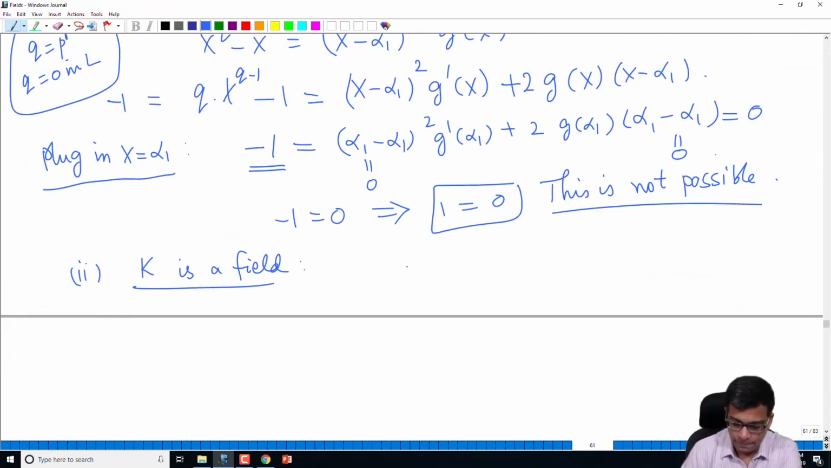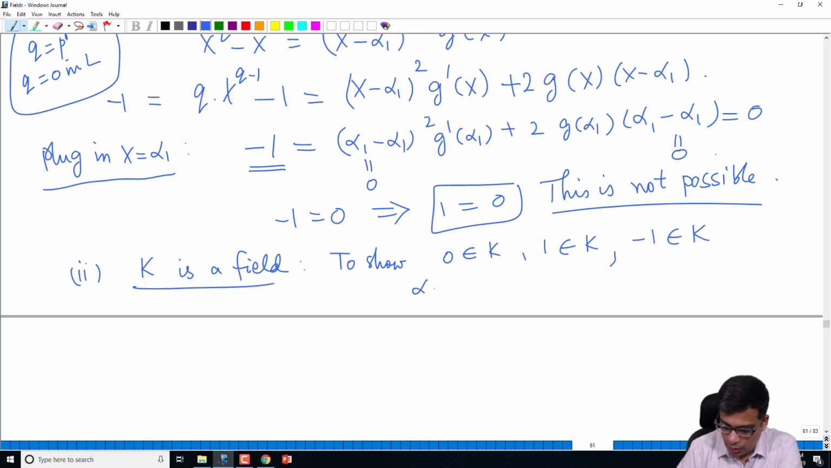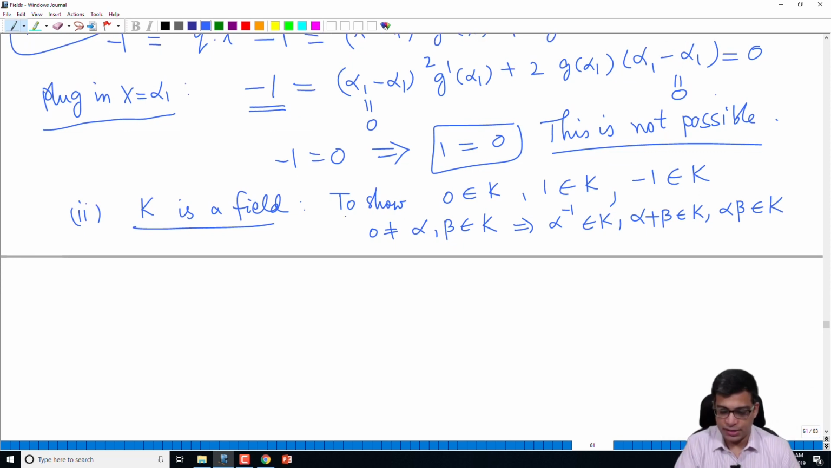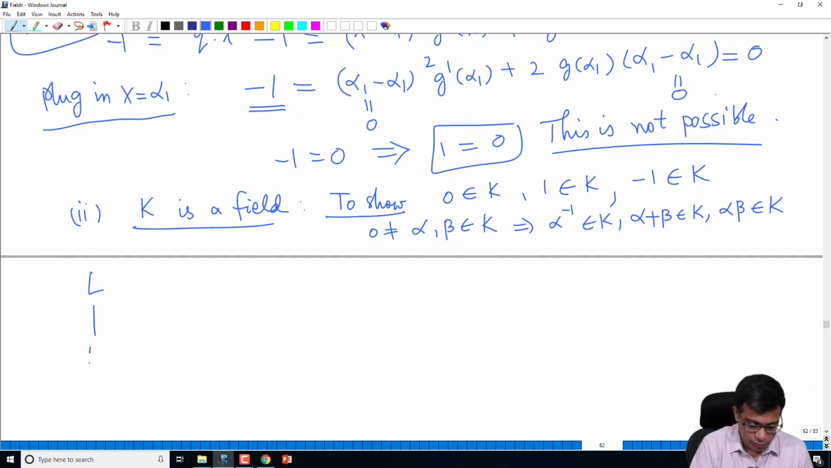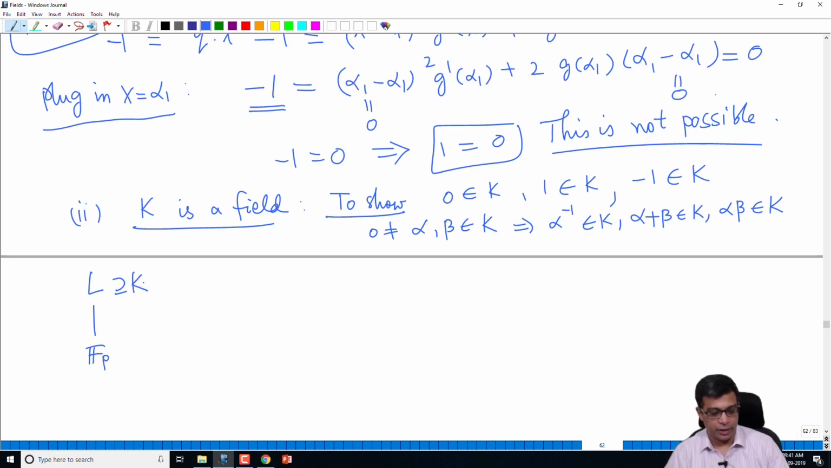So what do we have to show? I am going to skip most easy things. What are we going to show? So we want to show 0 is there, 1 is there, minus 1 is there. If alpha and beta are in K, and let's say alpha is not 0, then alpha inverse is there, alpha plus beta is there, alpha beta is there, and so on. So these are the conditions, right? We have a subset of L, and we are claiming that it's a field. That means take 2 elements, their product is there, their sum is there.